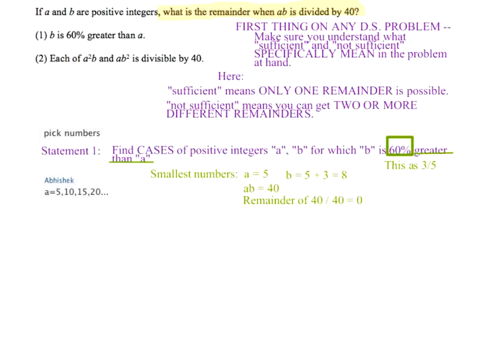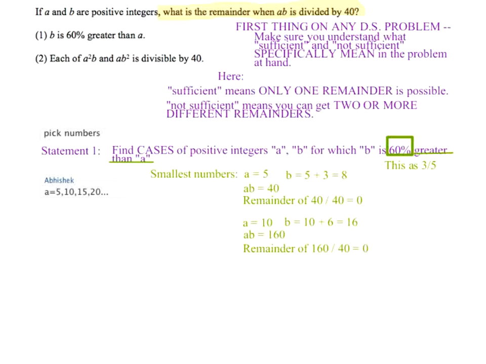All right, well, let's look at a couple more cases, right? So A could be 10. So let's look at that case. If A is 10, then 60% of 10 is 6. So 10 plus 6 is 16. Looks like AB is 160. And then the remainder of 160 divided by 40 is still 0.